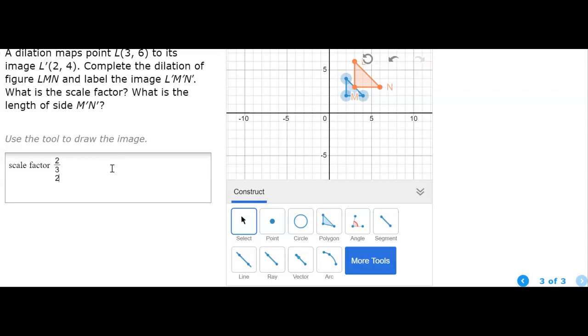Why is it doing that? So I'll type it on this side. 2 units is the length of M prime and N prime. There we go.